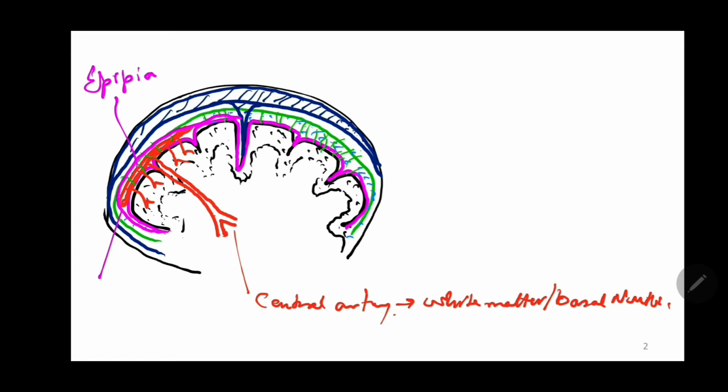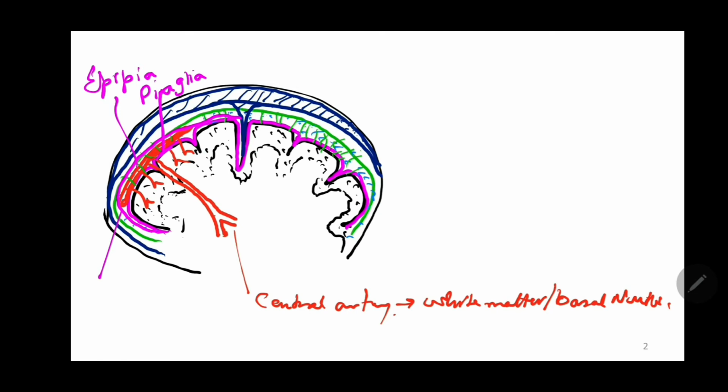Epipia is the superficial layer of the pia, which covers and blends with the blood vessels so as to grip those vessels on the cerebral cortex. The deeper layer of the pia mater, which is tethered to the cerebral cortex, is called pia glia.